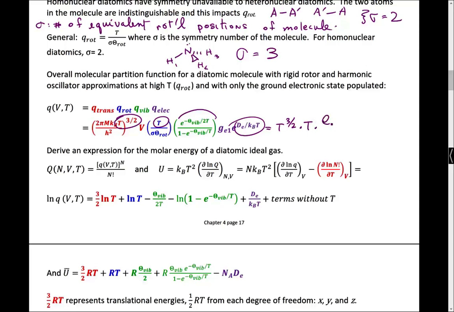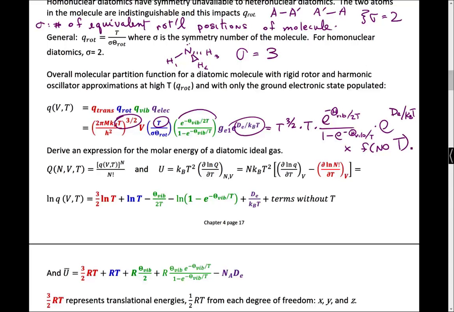The next one will be our vibrational contributions, minus theta vib over 2t, divided by 1 minus e to the minus theta vib over t, and then times, this is our electronic contribution, dE over kBt. Right? And then that whole thing gets multiplied by a function that has no temperature in it. Okay? All right, so that basically says I can separate these all out.